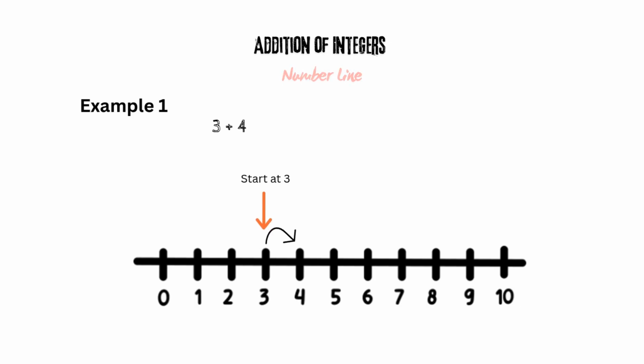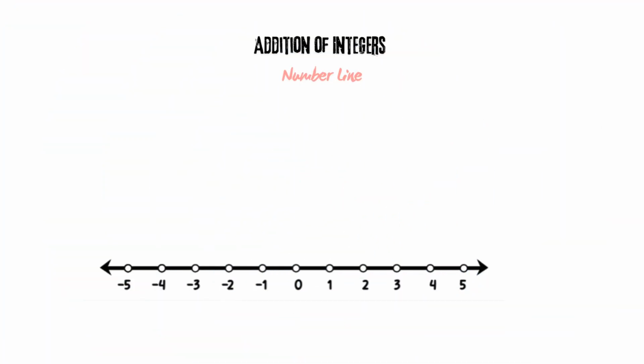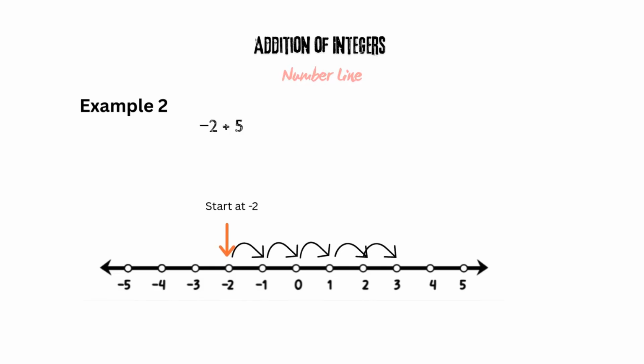Adding 3 plus 4 on a number line, start at 3, move 4 steps to the right because we are adding a positive integer. Wherever we stop is the answer. After 4 steps, we stop at 7, and 7 is our answer in this case. Next, when adding a positive integer, move right, starting at -2, moving 5 steps to the right, it ends at 3. So the answer is 3.